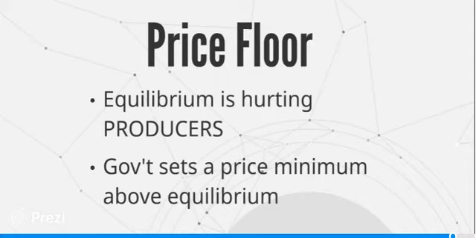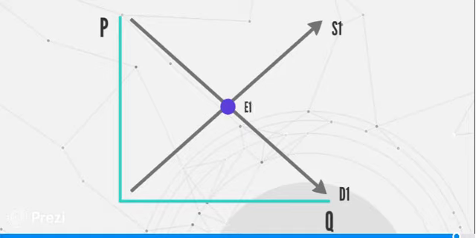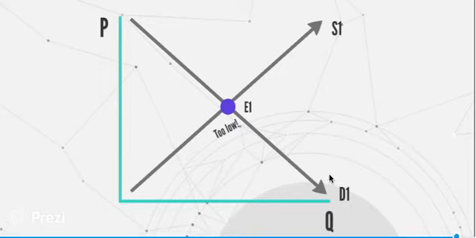This means that the government sets a price minimum above equilibrium. This will make more sense when we put it on a graph. Okay, here's our good old E1, equilibrium 1. It is naturally too low. We have got to raise equilibrium, but we're not going to mess with demand. We're not going to mess with supply. We are only going to mess with the price.